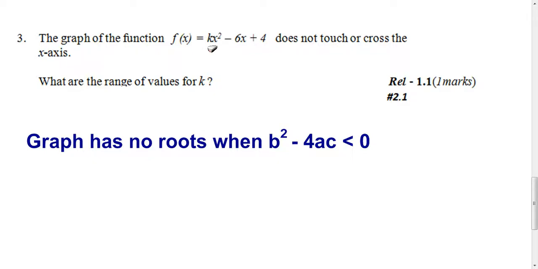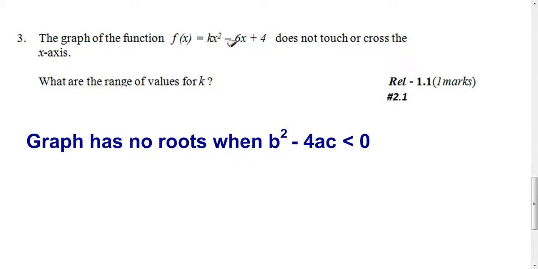We're trying to find out a range for k, and we're also told that the function does not cross the x-axis. So that means it has no roots. So because the graph has no roots, the discriminant is going to be less than 0. It's going to come out as a negative.